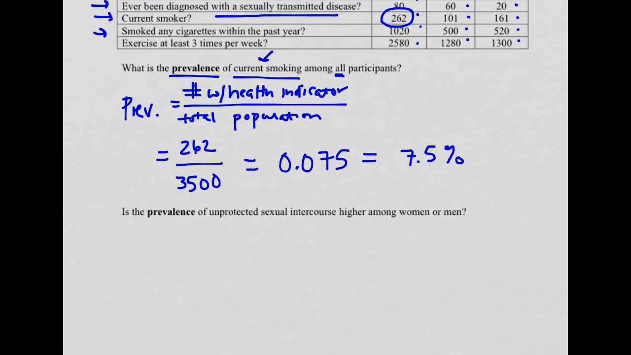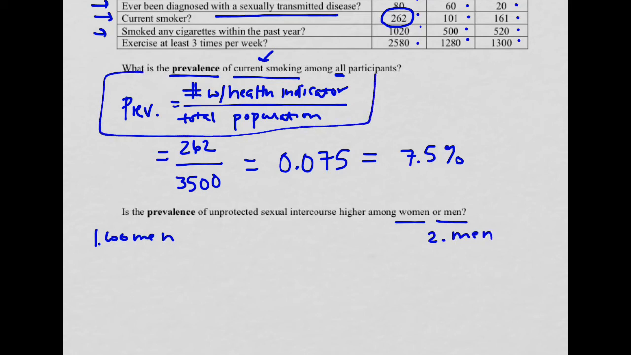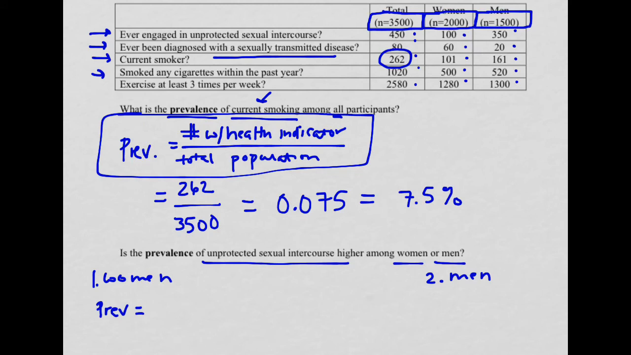So our next question is a little different in that it's asking us, is the prevalence of unprotected sexual intercourse higher among women or men? So now we've got to calculate 2 prevalence statistics and then compare them. It's a 2-step problem. So let's set out that we're going to look at women versus men. We're going to be drawing from this prevalence formula again. So for women, for the outcome of unprotected sexual intercourse, we can go back up to our table and we can see that 100 women said yes, I have ever engaged in unprotected sexual intercourse. So that becomes our numerator.